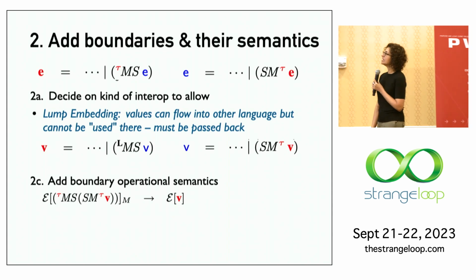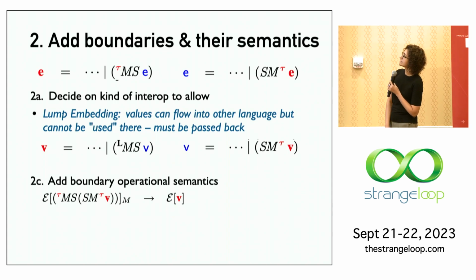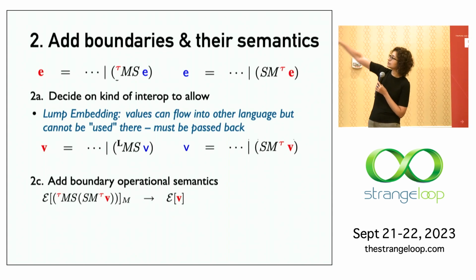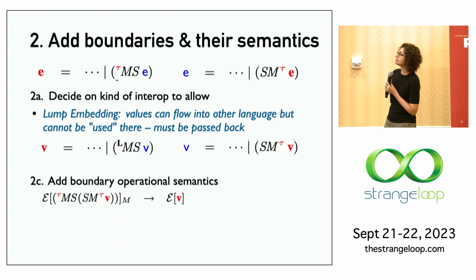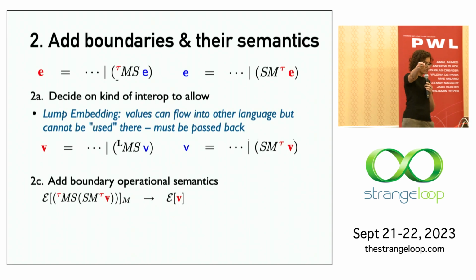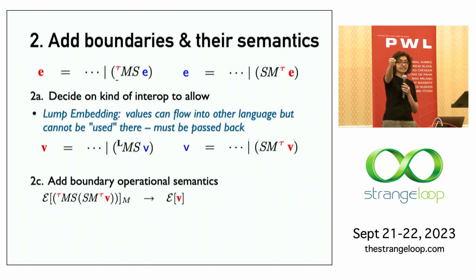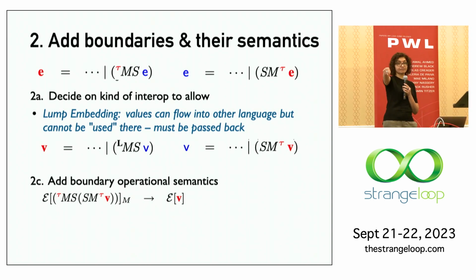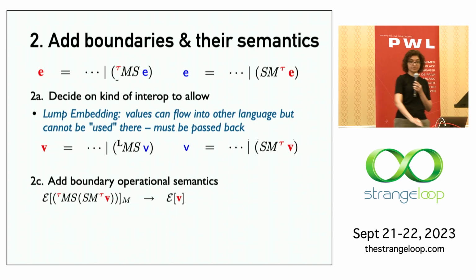Suppose that I have this value form, which is SM tau V, right? It's in my value forms, and it's sitting under an MS boundary. Well, that's just going to be boundary cancellation, right? ML gave scheme a value. That's the SMV, and scheme is giving it back to ML. So just cancel the boundaries, and you get the value, right?